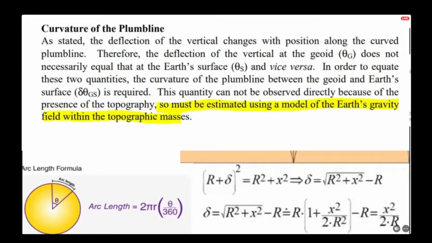In order to equate these two quantities, the curvature of the plumb line between the geoid and the Earth's surface is required. This is the part, again, that has to be assumed before you can do anything. This quantity cannot be observed directly because of the presence of topography, so they must estimate it using a model of Earth's gravity within the topographical mass. And that's a quote from Featherstone, from the Use and Abuse of Vertical Deflections, Proceedings of the 6th Southeast Asian Surveyors Congress. So, a wonderful quote. It's a PDF. We'll throw it in the chat.